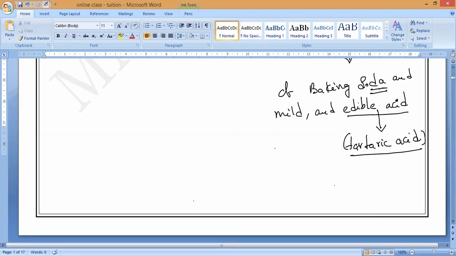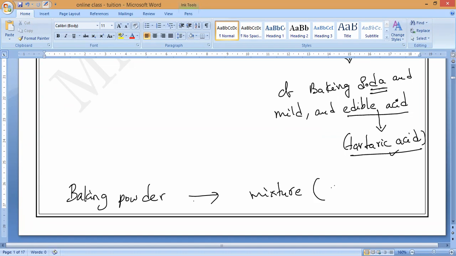Baking powder is a mixture. So when this baking powder mixes with water, immediately the sodium hydrogen carbonate, this baking soda, reacts with this tartaric acid and evolves carbon dioxide gas. Understand, guys? You have to remember it. Baking powder is a mixture, and what is the use of this one? It is used to make dough.